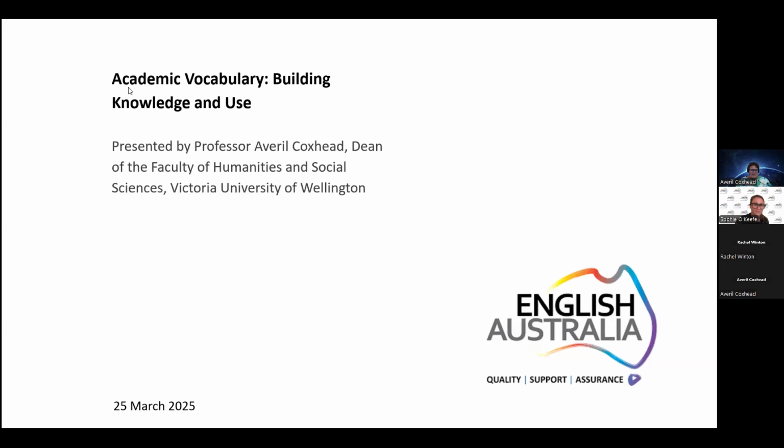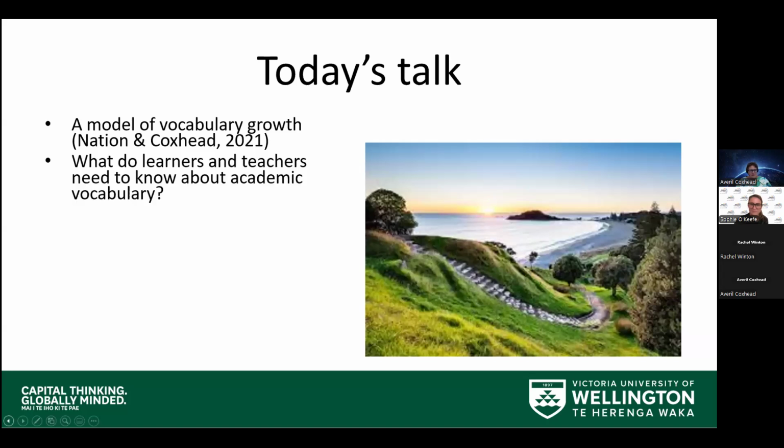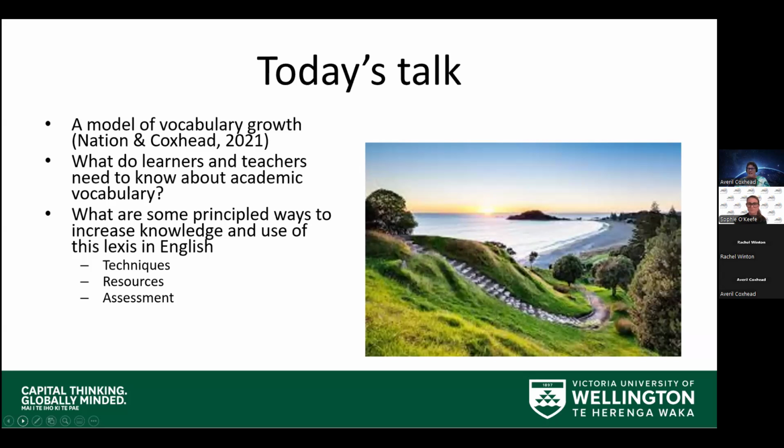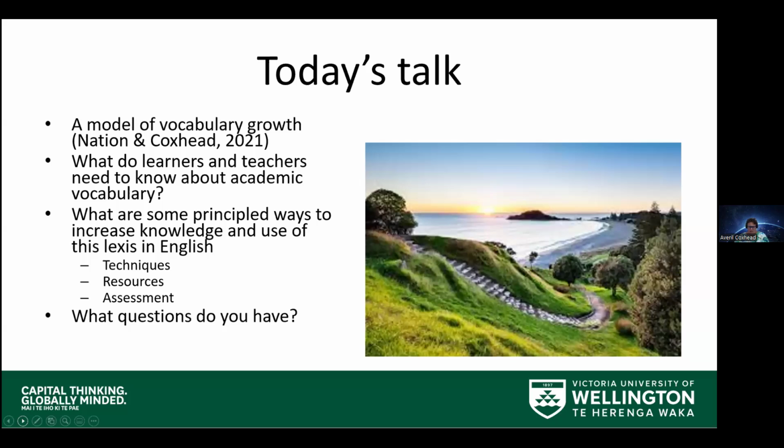I wanted to get started today by looking first of all at a model of vocabulary growth, and that's coming from the Nation and Coxhead book that Sophie just talked about. Next, I'm going to look at a couple of key questions: what do learners and teachers need to know about academic vocabulary? And then some principled ways to increase knowledge and use of this lexis or vocabulary in English. I've included a section on using generative AI in there as well, as something to think about. And assessment is something that is going to come up, but there isn't really much work that has been done on assessment. So I need to make a note on that as well. There's something that I need to make sure that I address really clearly. I'll just write that down. Okay. And then I hope to have some time at the end for questions and some reflection.